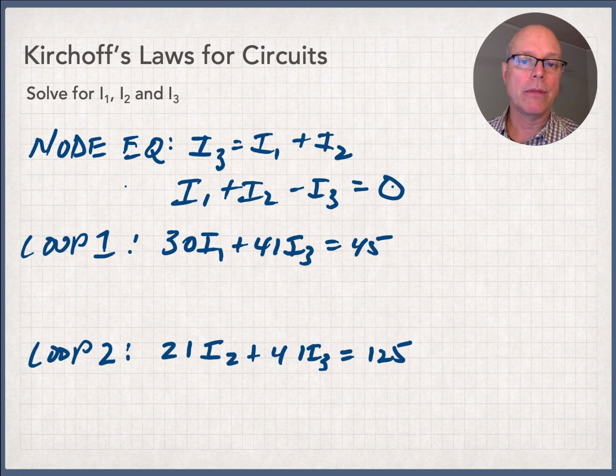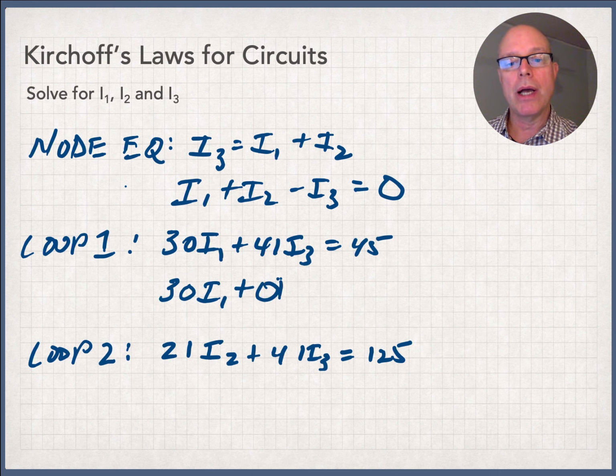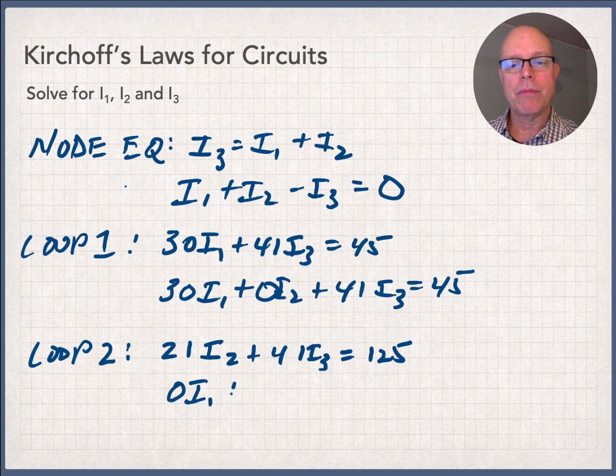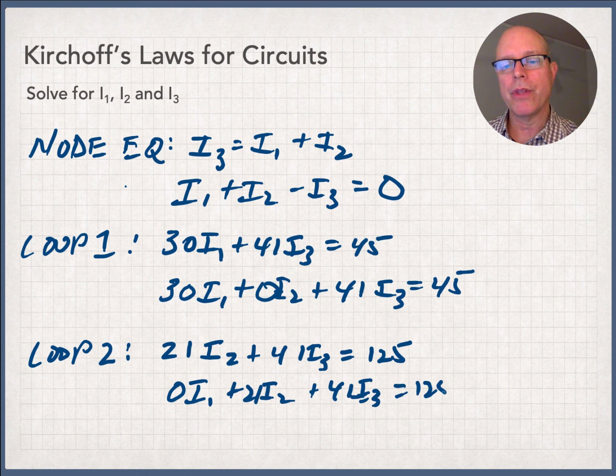Okay, I'm going to do something very similar here, which is just to leave a space now. This is going to become 30 I1s plus 0 I2s plus 41 I3s, and that's going to equal 45. And lastly, I'm going to have 0 I1s plus 21 I2s, plus 41 I3s equals 125. Okay? And the reason for this you'll see in just a second.